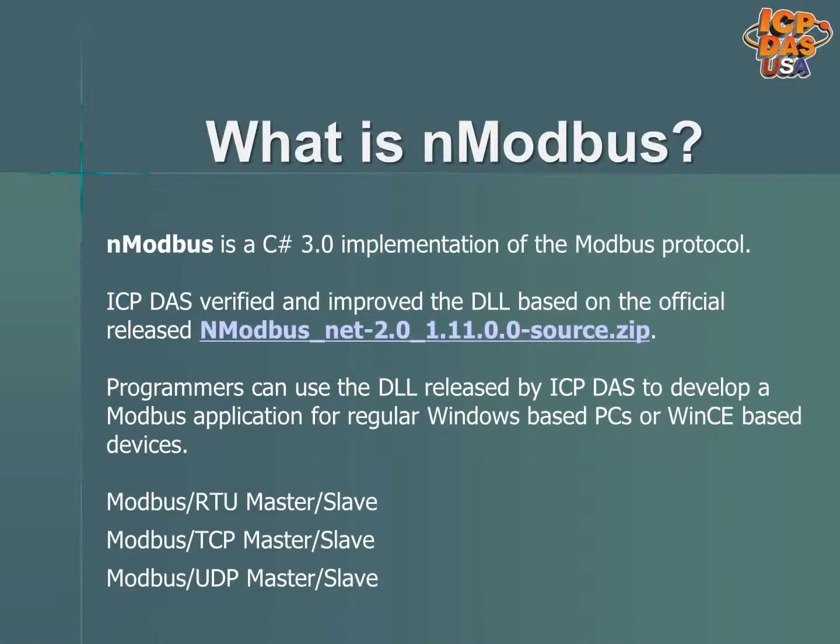Modbus is a C# 3.0 implementation of the Modbus protocol. It is developed and maintained on a voluntary basis and is provided free of charge. You can use it to help develop programs, and many demo programs are available. ICP DAS verified and improved the DLL based on the official release version. Programs can use the DLL released by ICP DAS to develop a Modbus application for regular Windows-based PCs or Windows CE.NET-based PC devices. The DLL features Modbus RTU Master Slave, Modbus TCP Master Slave, and Modbus UDP Master Slave.